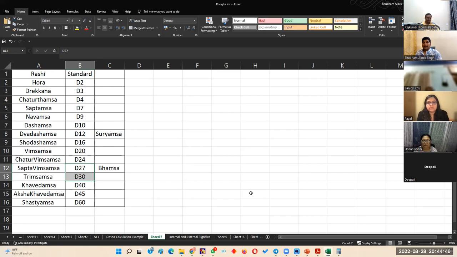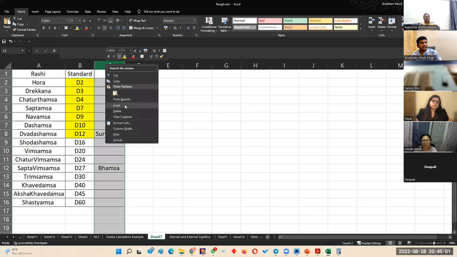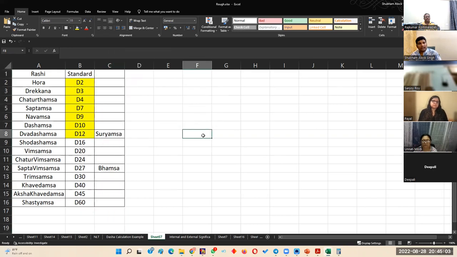Basically, this Rashi-based division is wrong, for two particular reasons. First of all, because from D12 onwards, Rashis are repeating more than once. For this particular reason, planets at two separate degrees can go to the same Rashi. When you look at these divisional charts, this will seem to be a conjunction, which in reality is not.